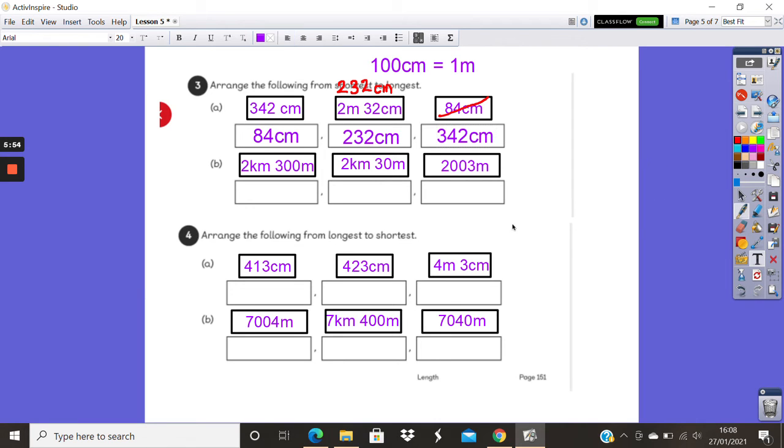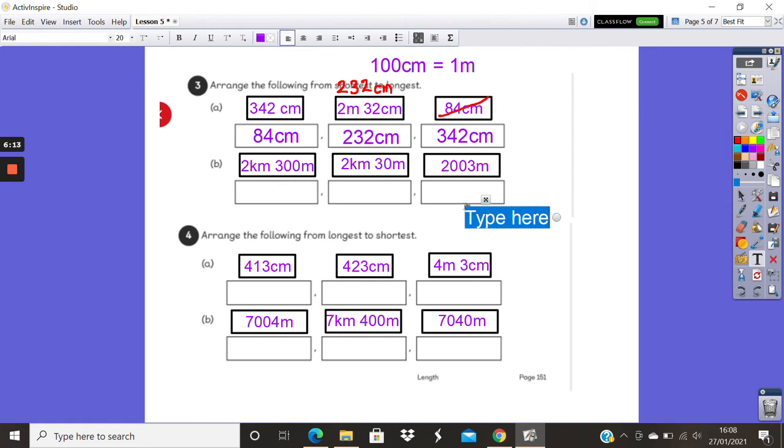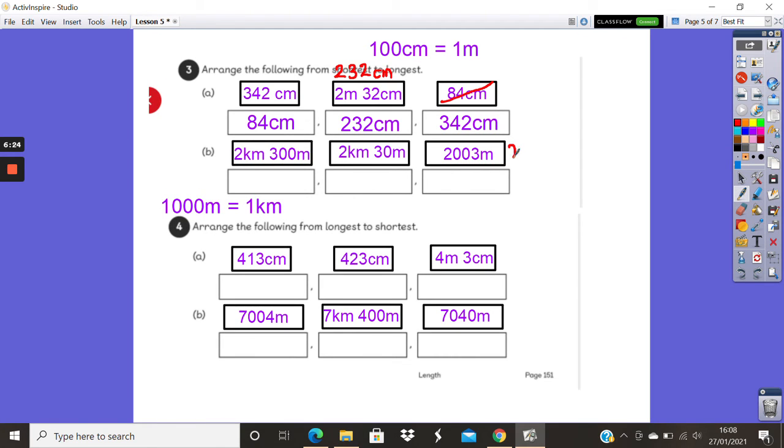Okay, now underneath we've got kilometres and metres. Okay, so again, an easier way to do this would be to make sure all the measurements are the same. So if we've got 2 in kilometres, we can convert the last one into kilometres as well, because we know that 1,000 metres make 1 kilometre. So I'll put that down there to remind me. And then we can convert this one here. So that would be 2 kilometres and 3 metres.